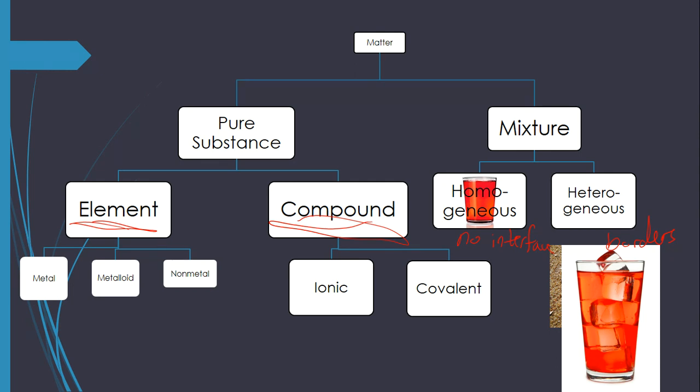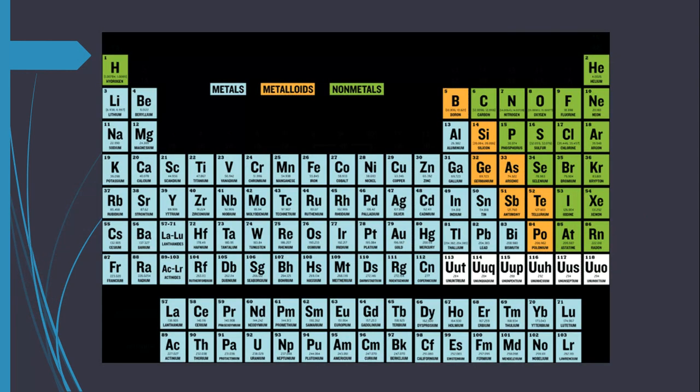You can see where these ice cubes begin and end. All right, moving on to elements. So elements can be either metal, metalloid, or non-metal. And it turns out the periodic table has this wonderful stair step thing, like here-ish. And this staircase divides the metals from the non-metals. So on one side there's metals, and on the other side there's non-metals.